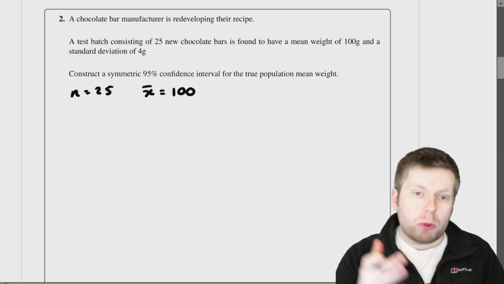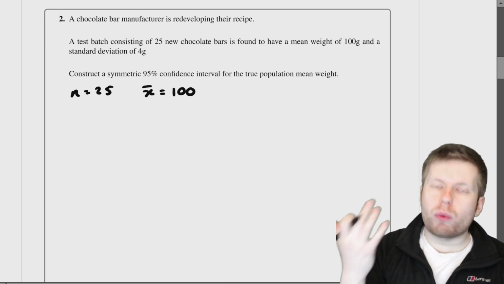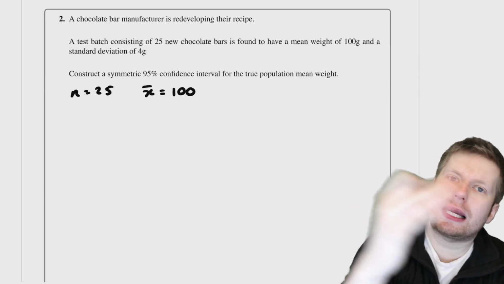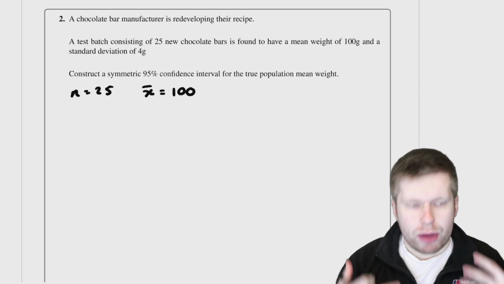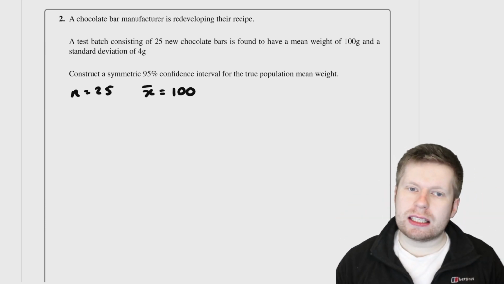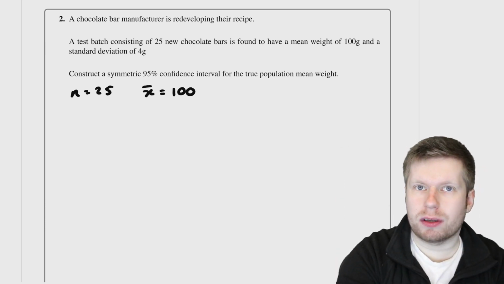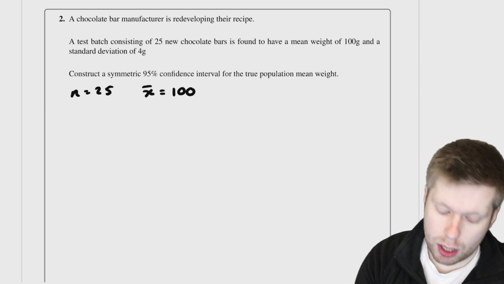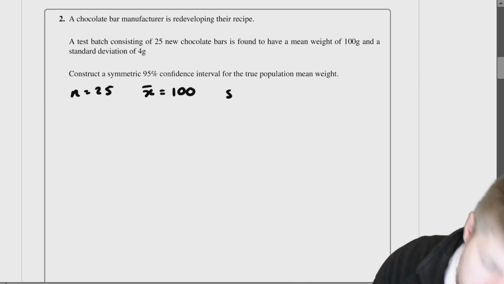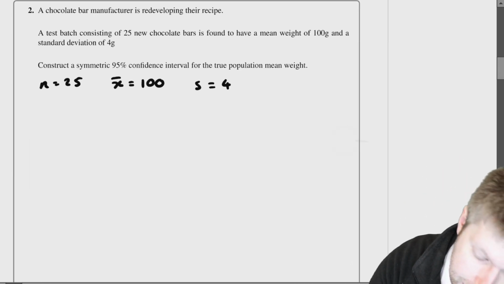And the sample standard deviation, remember, in the wording of the last question it was clear that it was population standard deviation. Here, in this case, I'm talking about the standard deviation of the 25 chocolate bars, therefore it's sample standard deviation. So I'm going to write s for sample standard deviation, okay? And that's equal to 4. Just remember our notation, okay?